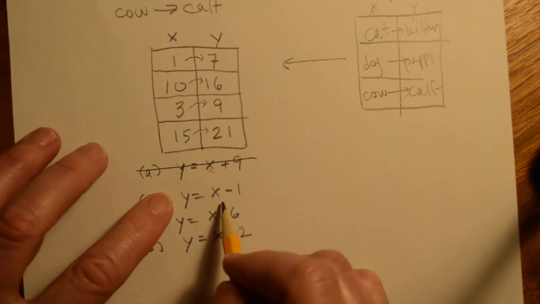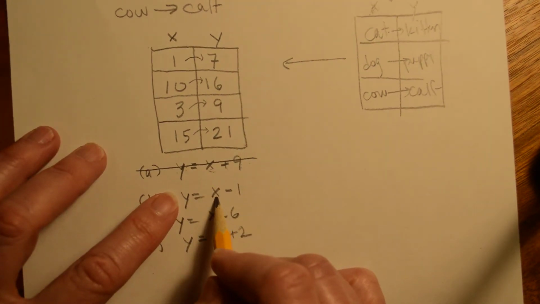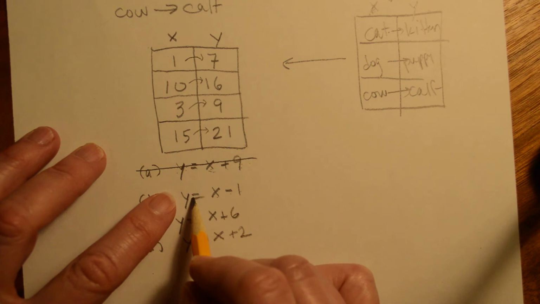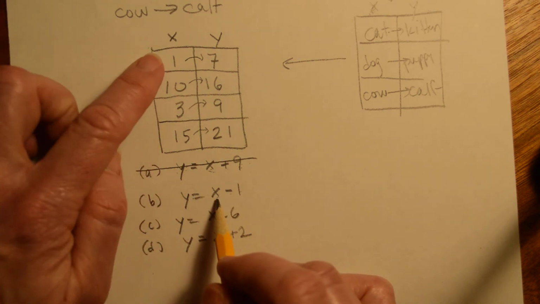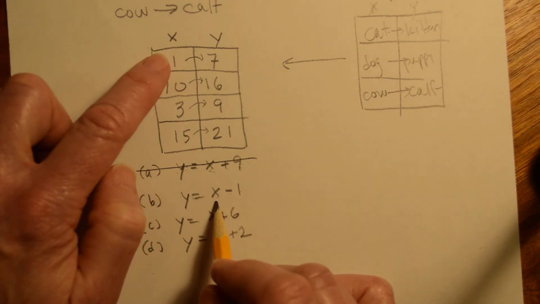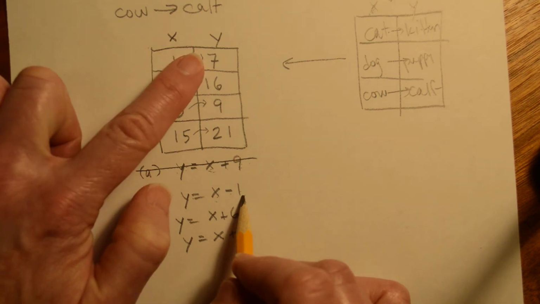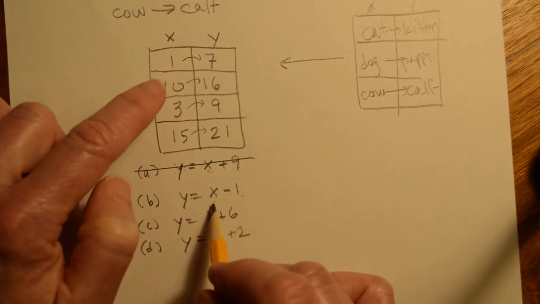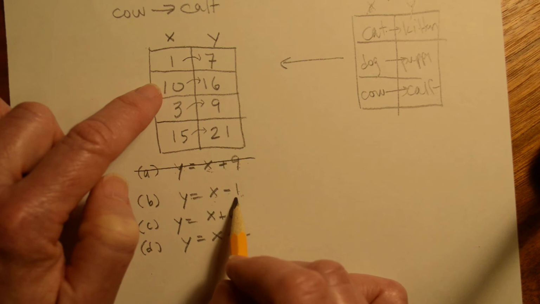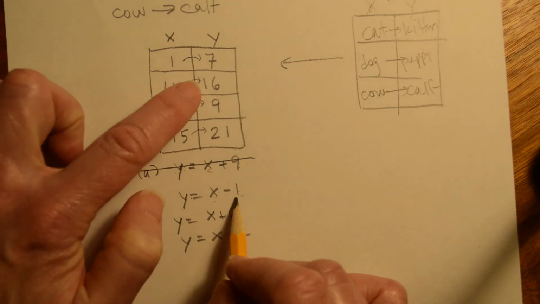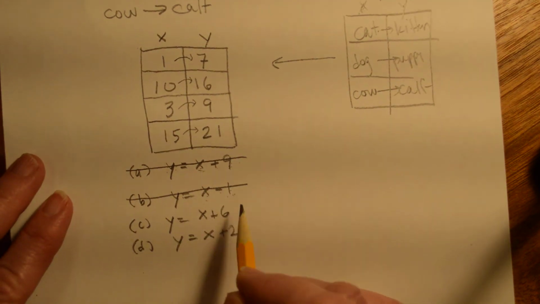All right, let's try this one. This says take the x value, subtract 1, and you should get the y value. So let's try that. If I take the x value 1 and I subtract 1, which is what the rule tells me, do I get 7? No. If I take 10 and I subtract 1, I get 9, not 16. So this does not work either.